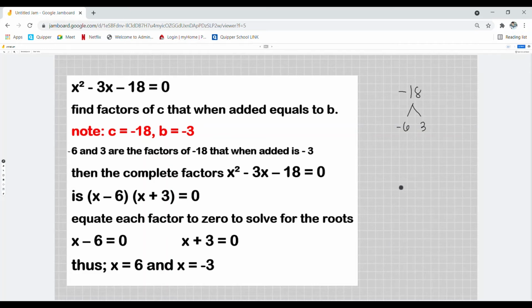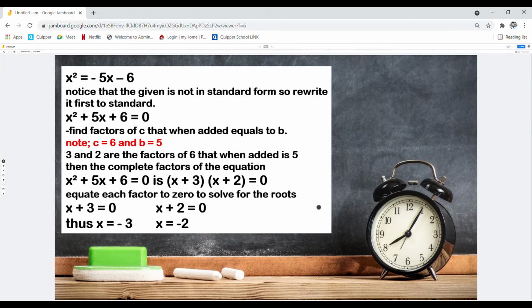So just remember what to do with it. Go to your c, find factors of c that when added will be equal to your b. Alright, so that we'll have a better understanding, let's try having another example here.